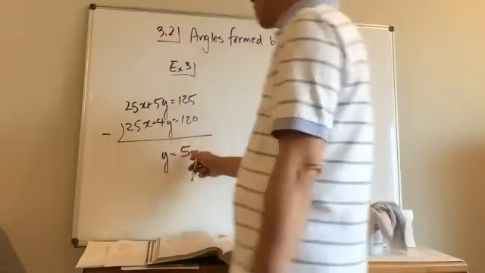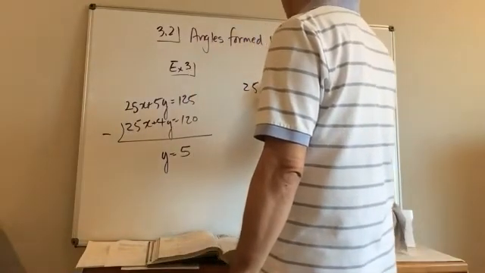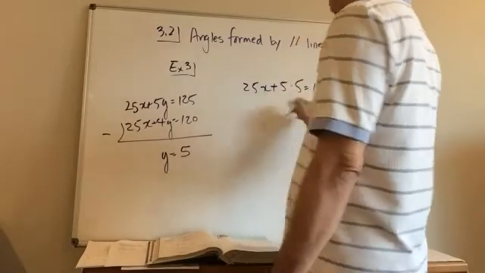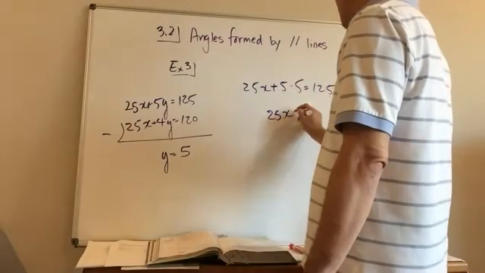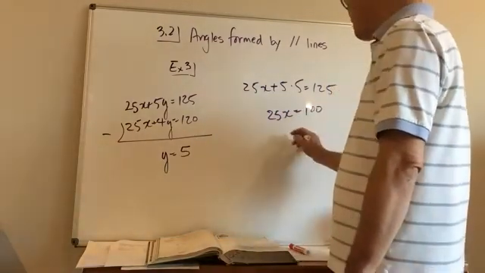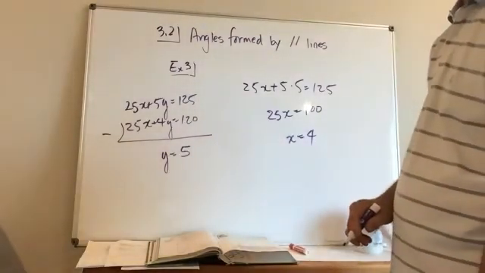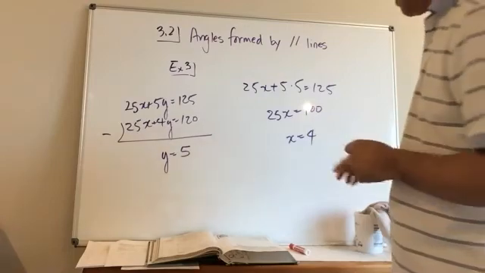So then you put the y in here, and you have 25x plus 5 times 5 is 125. This is 25, so if I subtract the 25 out, I get 100, divide by 25, x is equal to 4. Okay, so this is how you would do the elimination method.